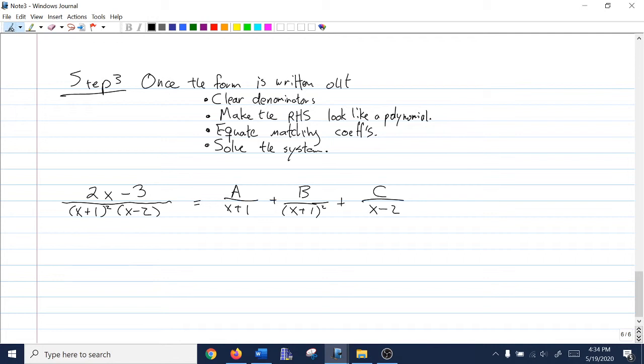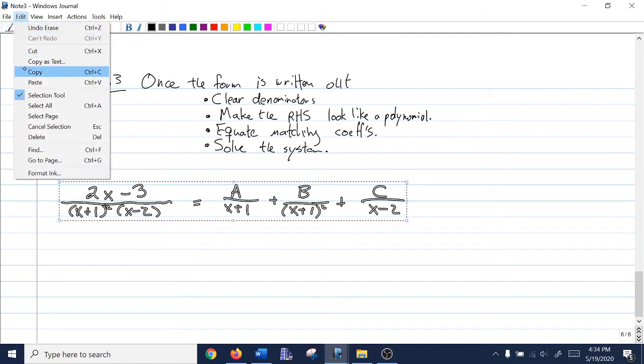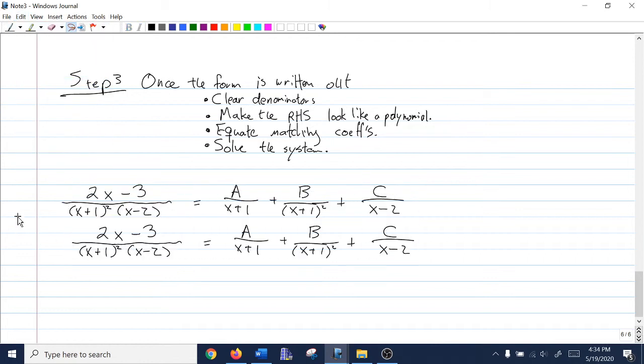I need to multiply both sides by enough. Let's copy this. I need to multiply both sides by that common denominator, x plus 1 squared times x minus 2. I mean, just multiply both sides by this. What am I left with?